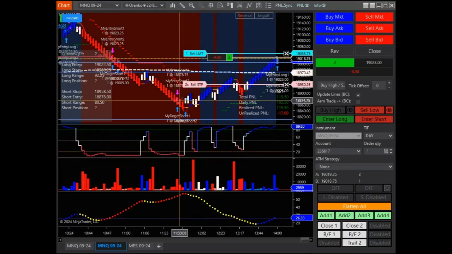Everyone, just a quick, and this is my final update. This is my last trade. I'm not taking any more trades for today.